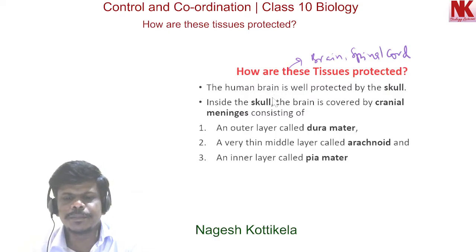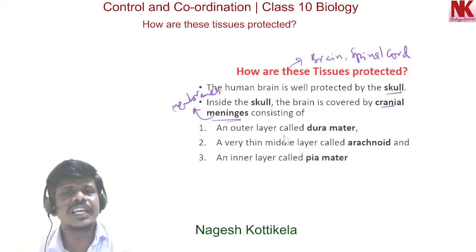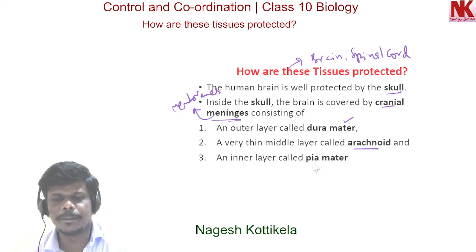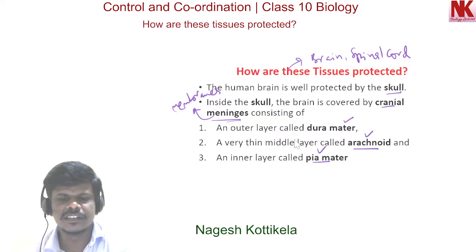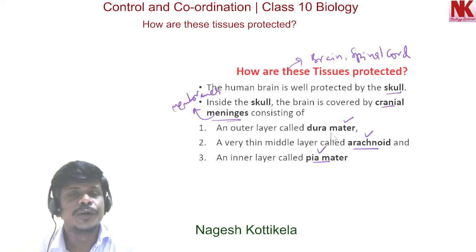Now, the human brain is well protected by the skull. Inside the skull, the brain is covered by three cranial meninges. These meninges are nothing but the membranes. Here, an outer layer is called dura mater, a very thin middle layer called arachnoid, and an inner layer called pia mater. So, these are the three cranial meninges that are protecting the human brain.